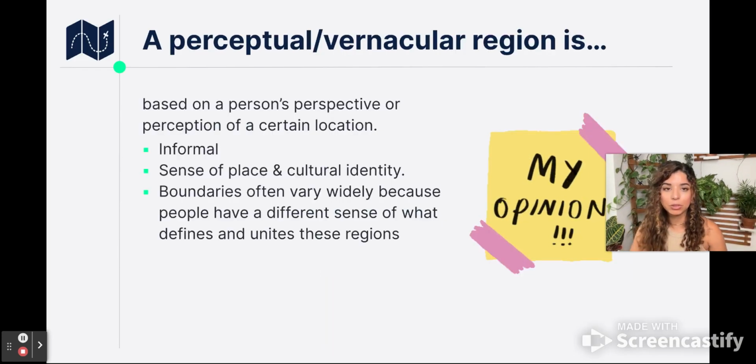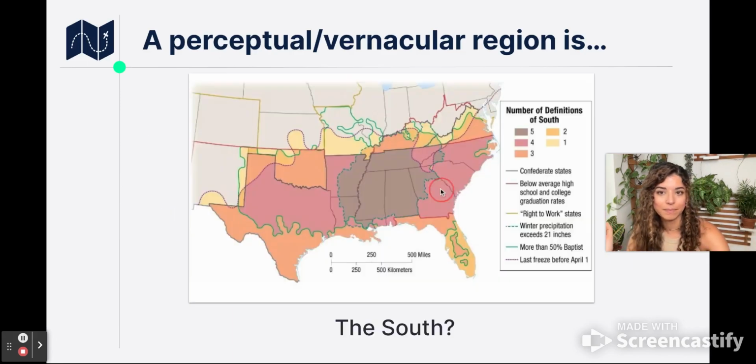Then we have perceptual, sometimes called vernacular, but these are based on people's perceptions or perspectives of a particular place. These are informal. There are no specific lines for these. This has to do with sense of place and cultural identity. Even somebody's thought of the South in the US or the West Coast can vary from person to person, might include more or less space.